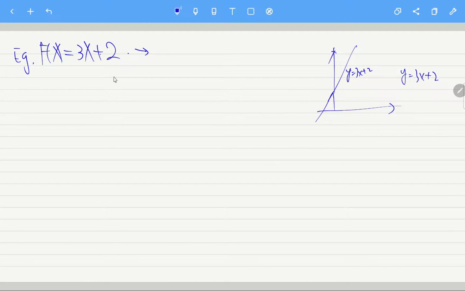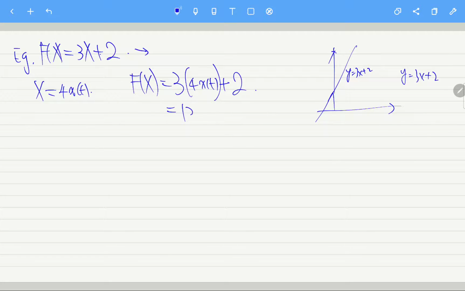So you may feel that this is a linear function. But yeah, let's see. If we plug in capital X to be 4 small x of t. So as long as we have f of capital X, it is 3 times 4 x of t plus 2, because we just put this one into here. So it should be 12 x of t plus 2.